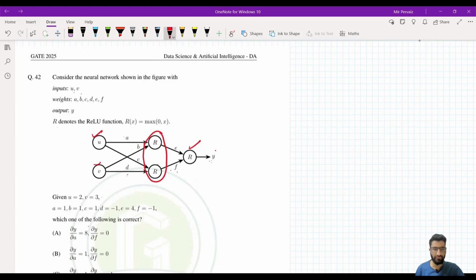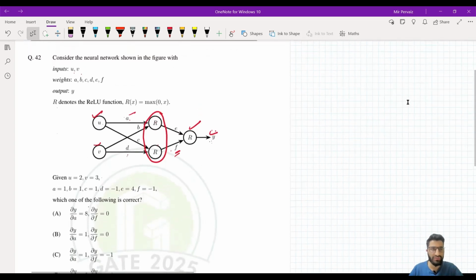The values of the inputs U, V and the weights A, B, C, D, E, F are all given with some values. The question asks: what is the partial derivative of Y with respect to A, and the partial derivative of Y with respect to F? These we have to check, and we have to select the correct option from the four options given.